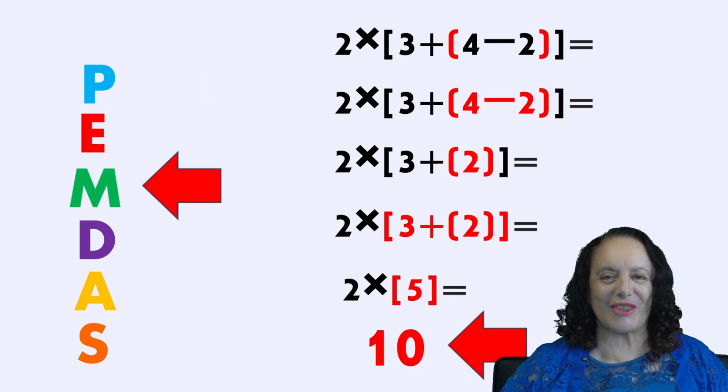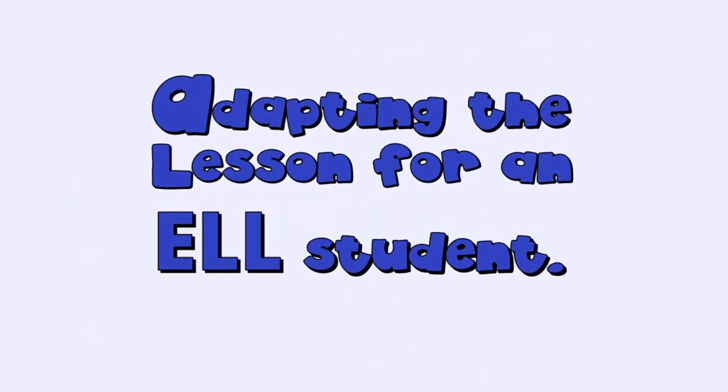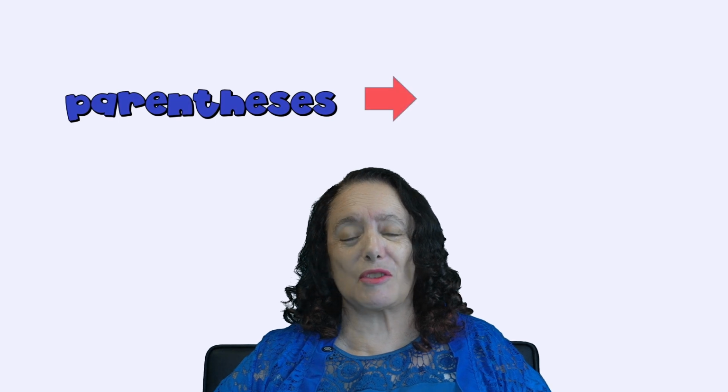10 is our answer. Now let's adapt this lesson for an ELL student. When working with an ELL student, you might want to use some words in their language. For instance, order of operations in Spanish is orden de operaciones. It's very similar. A lot of the terms are very similar. For example, parentheses in Spanish is paréntesis.